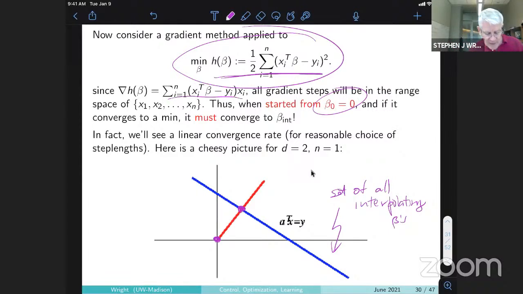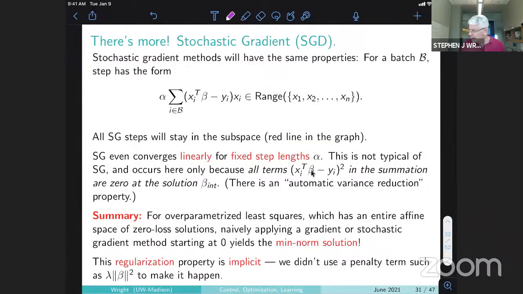Every gradient is going to be a linear combination of the xi's. So I'm going to have to end up at this point, because the linear combinations will confine me to staying on this red line. And so when I run gradient descent, the only point I could end up with is this one here. This is beta int, the one I look for. So this is a remarkable convergence of interest between trying to find the minimum norm interpolant and just naively running gradient descent. It automatically goes to the right solution.